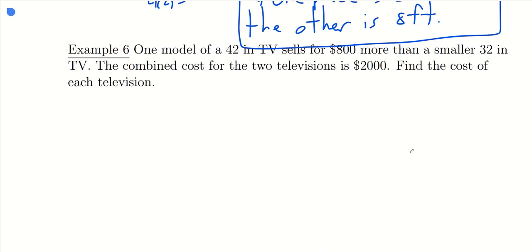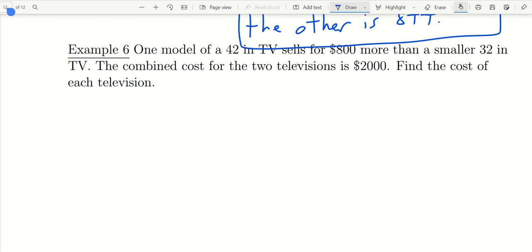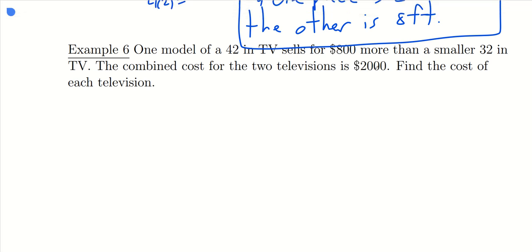Let's take a look at example 6. In example 6, it says one model of a 42-inch TV sells for $800 more than a smaller 32-inch TV. The combined cost for the 2 TVs is $2,000. Find the cost of each television. Okay, so pretty straightforward. We have 2 TVs, and we want to know how much each one costs. So once we understand what's going on, we want to come up with a variable expression for each of these.